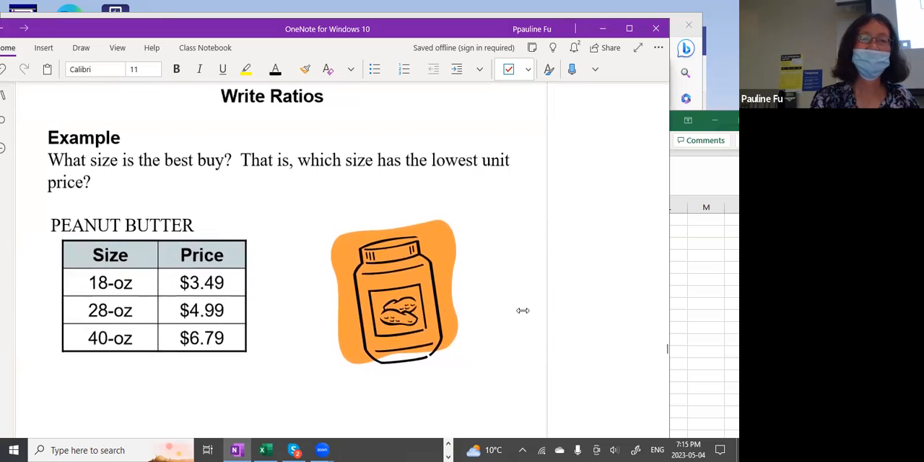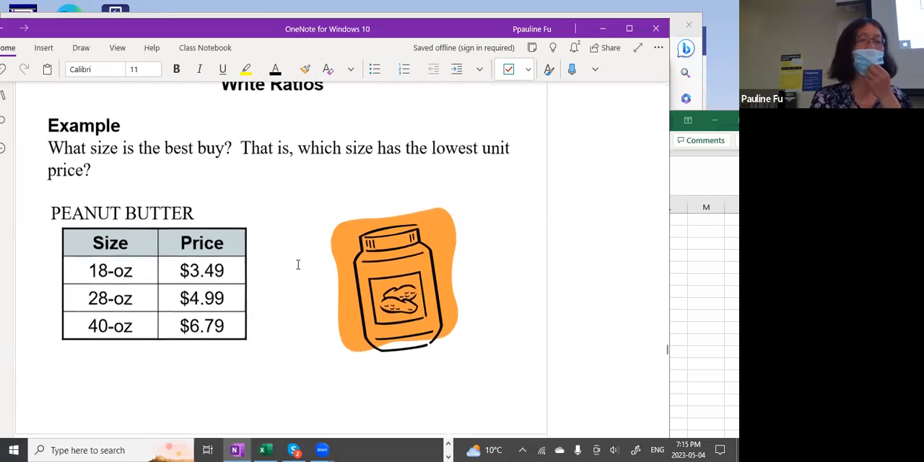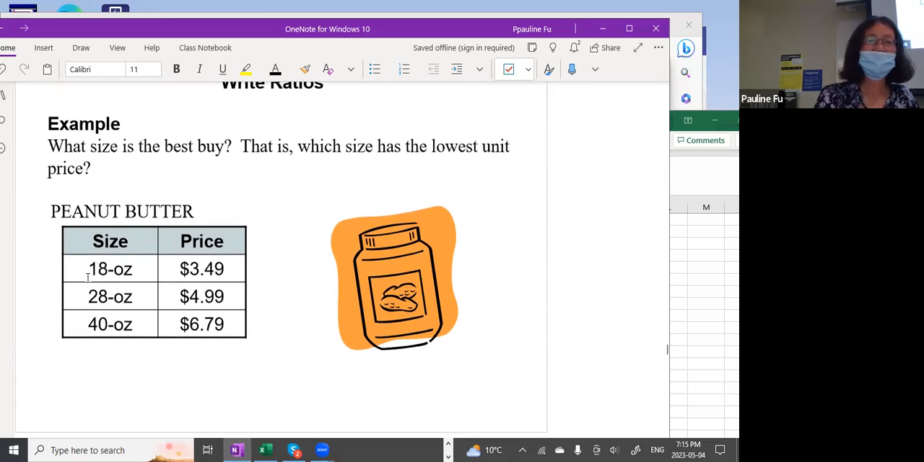Write a ratio. What size is the best buy? Which size has the lowest unit price? This is when you go to the grocery store. You see a bottle of peanut butter, 18 ounce, the price is $3.49. You see another bottle, 28 ounce, $4.99. Then another, 40 ounce, $6.79. Which one do you want to buy? Of course, you want to buy the one with the cheapest price. You want to save money, especially in current economic situations.